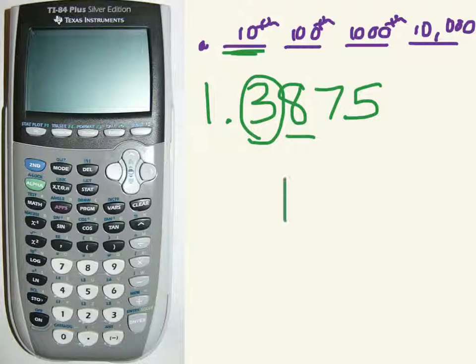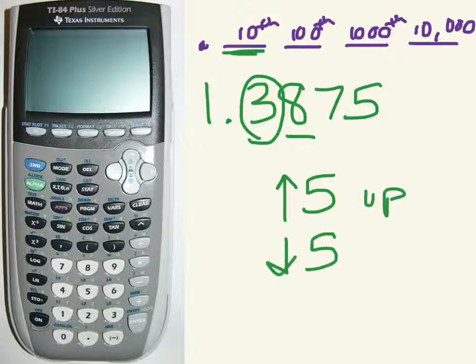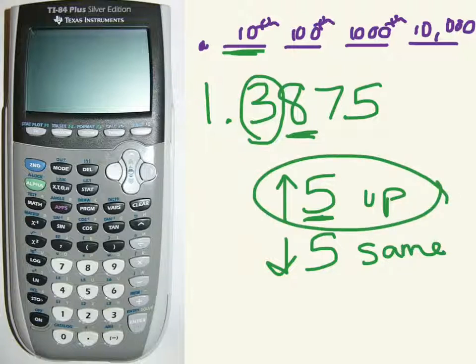If this number is above a 5, it rounds up. If it's below 5, I stay the same. The 5 is included in this. If it's 5 or up, I round up. If it's below 5, it stays the same. So I'm looking at this 8 right here, and that is above 5. That means that number bumps up this 3 to a 4.